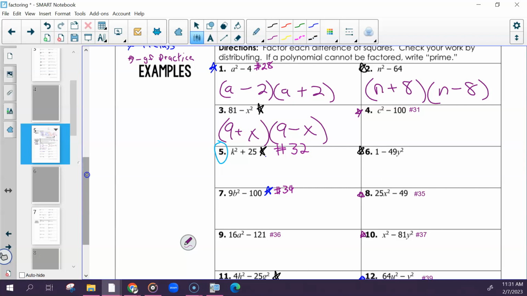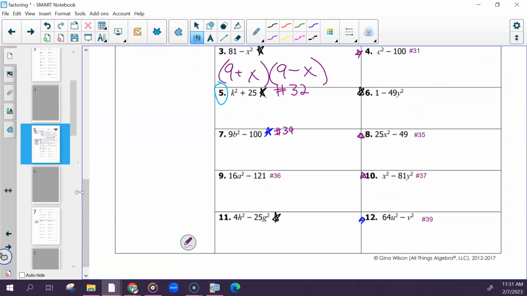Let's jump to 5. What's different about 5 than the others? 25 is a perfect square. K squared is a perfect square. Something else is different. It's adding. So if you see that these are perfect squares, but this is adding, we cannot do anything else with it. This becomes prime. Notice that this prime is different than the GCF prime because we're not dividing something out of both besides 1. So yes, in that sense, it's also prime. But also we can't do the difference of squares factoring, which is also why it's prime.